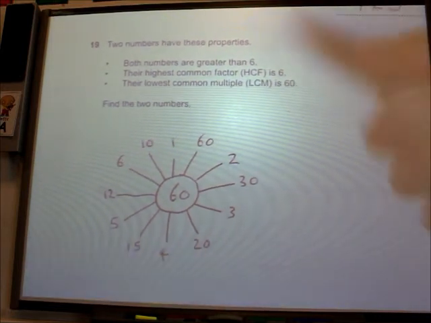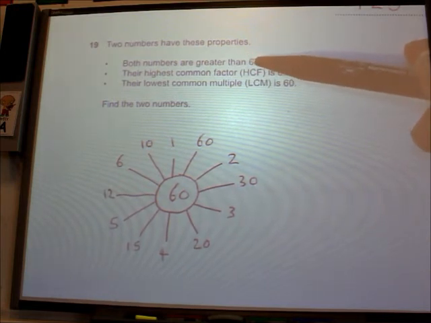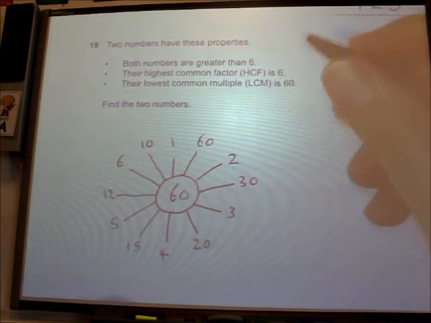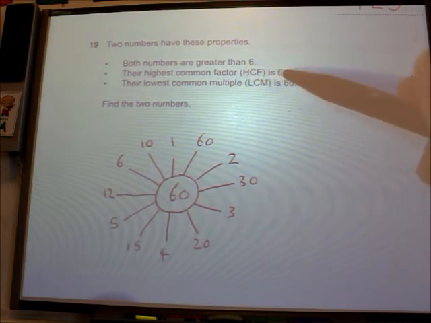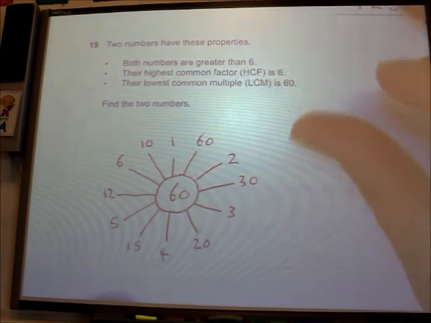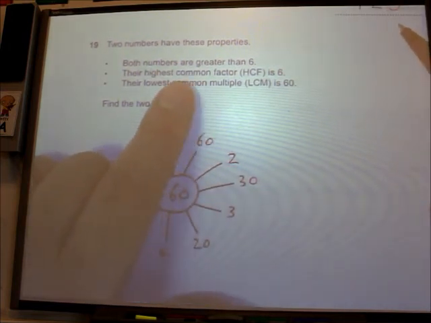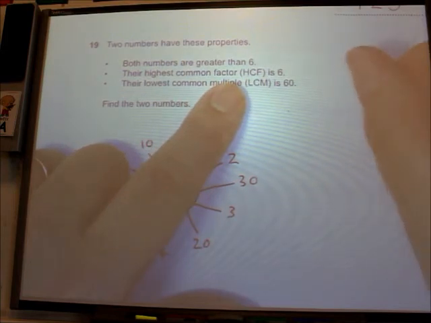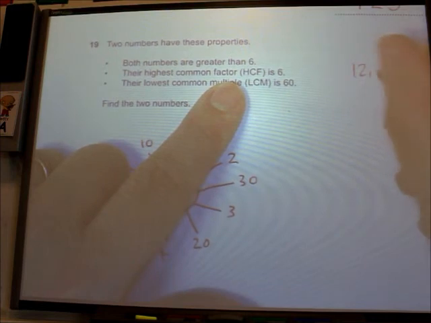Two numbers have these properties. Both numbers are greater than 6, so that's fairly obvious. It could be 7, 8, 9, 10, 11 or 12. Their highest common factor is 6. So 6 goes into them both, and it is the biggest number that goes into them both. So the answers could be, well, it couldn't be 6, it could be 12 and 18 maybe.